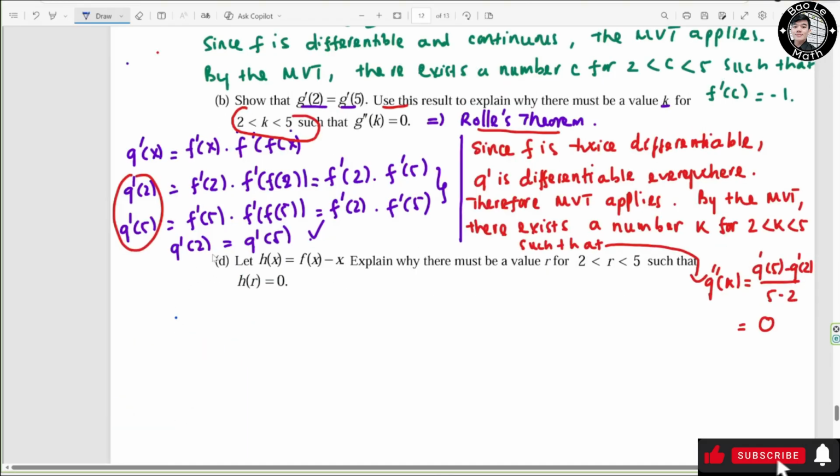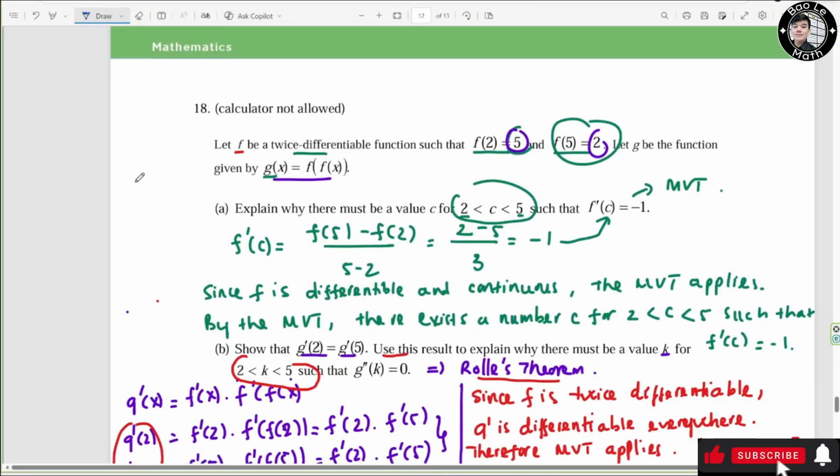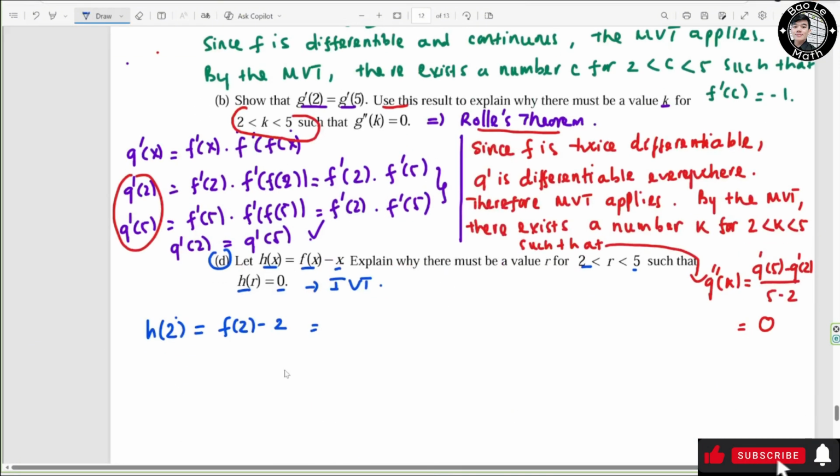Now let's move on to question D. Let h of x equals f of x minus x. Explain why there must be a value of r between 2 and 5 such that h of r equals 0. Alright, so we're going to use the IVT, right? So we need to calculate h of 2. It's going to be f of 2 minus 2. f of 2 is 5, so it will be 5 minus 2 equals 3.